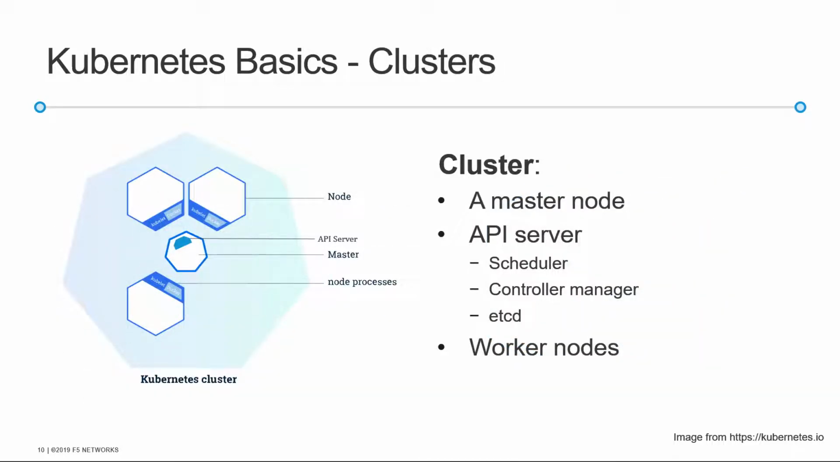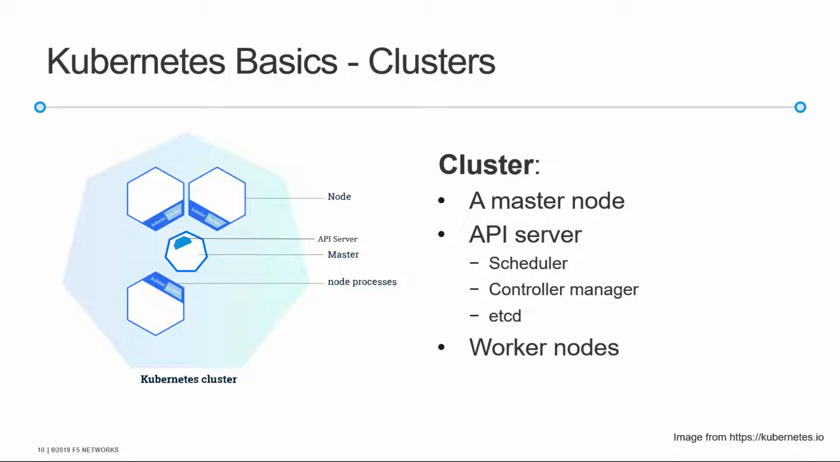Now, a cluster consists of at least one cluster master and multiple worker machines, called nodes. The cluster master runs the Kubernetes control plane processes, including the Kubernetes API server, as well as the scheduler and core resource controllers. The master is the unified endpoint for your cluster.